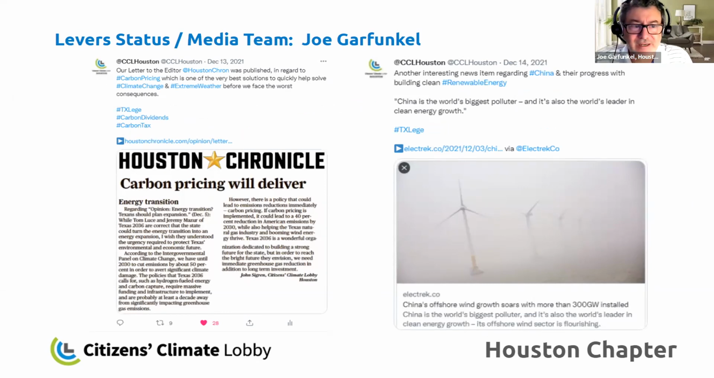On this slide here on the left, this is the LTE submitted by John Segrin that was published by the Chronicle, really excellent article. On the right, another story about renewable energy, about China. Something that I noticed, because I read the news every day and I look for these very interesting articles: even though China is one of our worst polluters globally, they also are leading the way in renewable energy and making more progress than any other country in renewable energy. So it's really very interesting what's happening there.